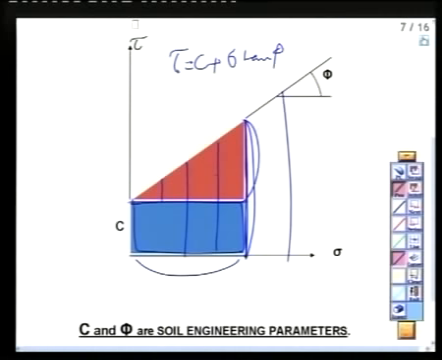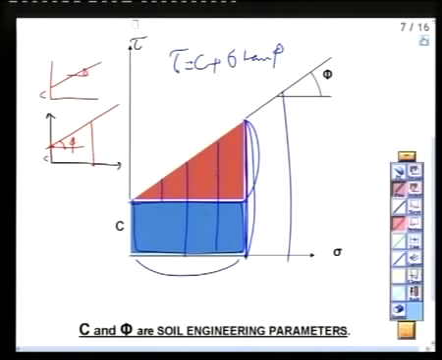So either you give me C and phi, you give me C, here is C, you give me phi, here is phi, right? I can draw you the line, and then you give me any sigma, I'll give you the tau for it. Or you draw the line and tell me what is C, I will count it, what is phi, I'll find it. So you give me C and phi, I will draw everything. I will draw this line.